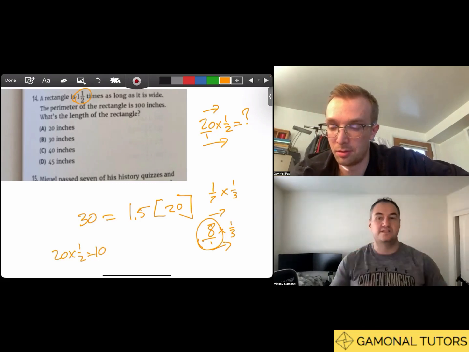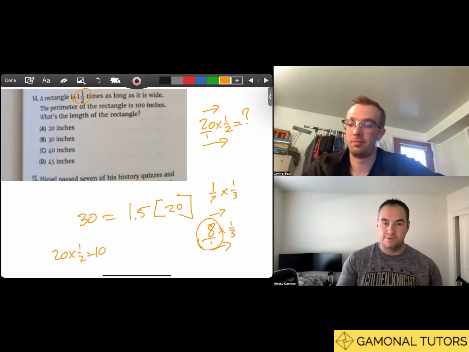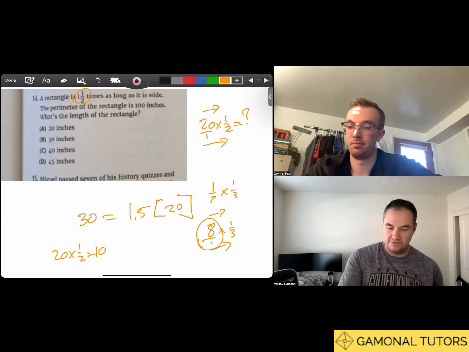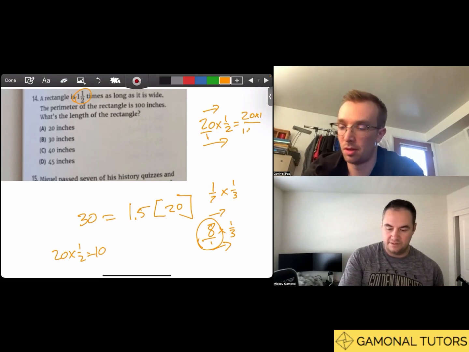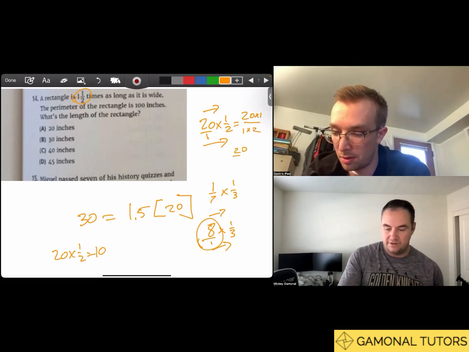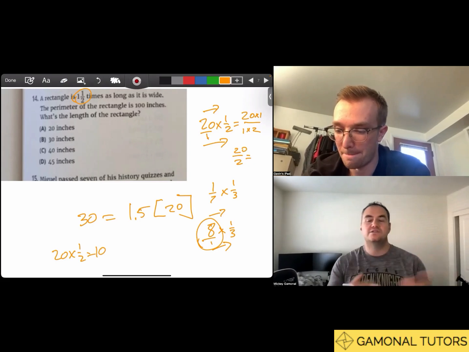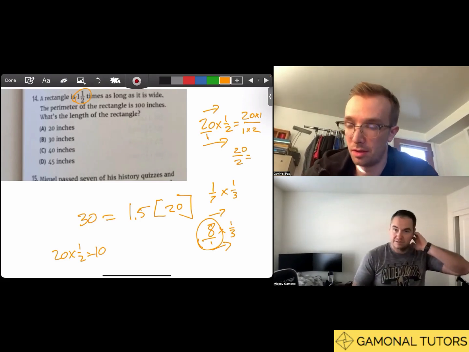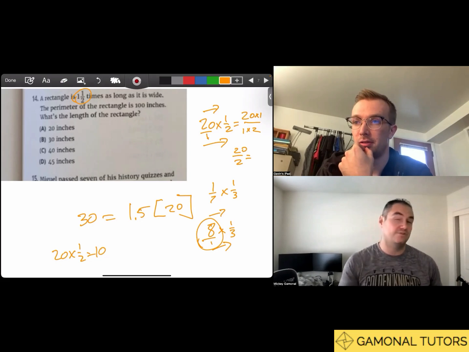That's conceptually, right? Half of 20 is 10. But physically, what you do is you say 20 times 1 on top and 1 times 2 on bottom. And you end up with 20 over 2. Now, what is 20 divided by 2? 40? 20 times 2 is 40.